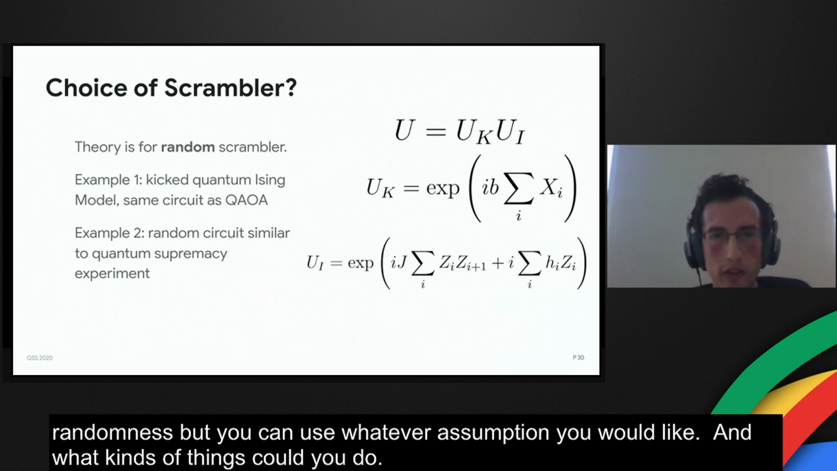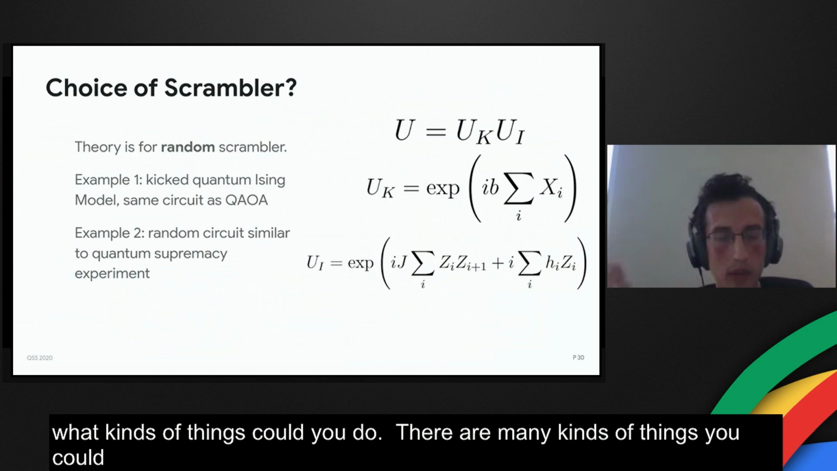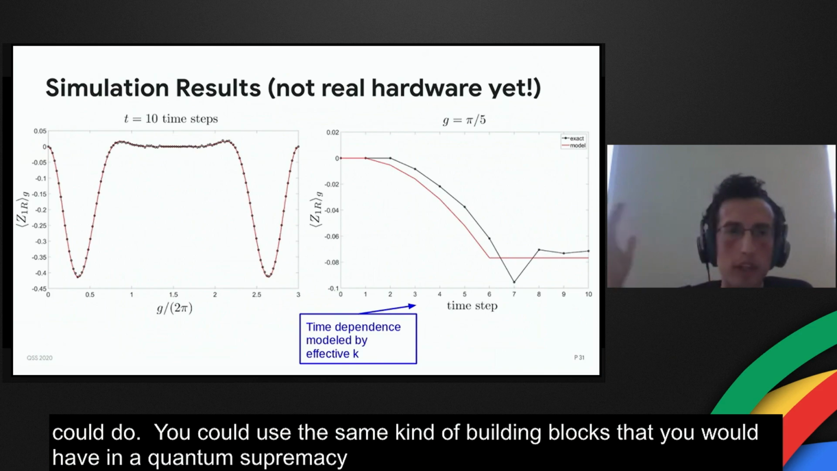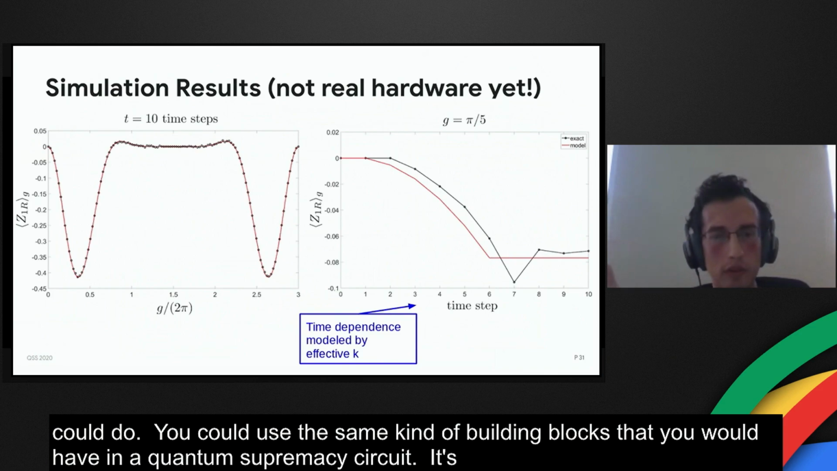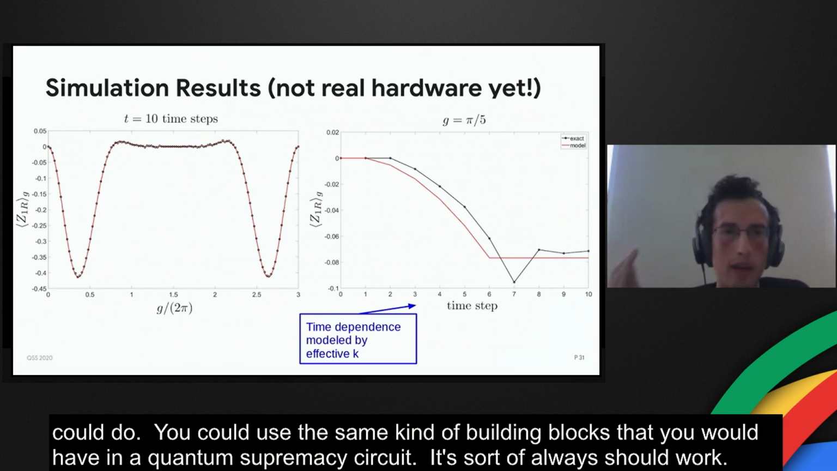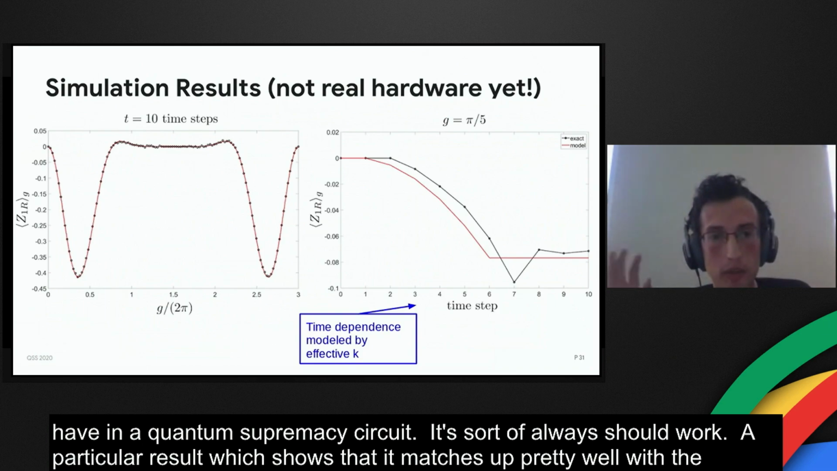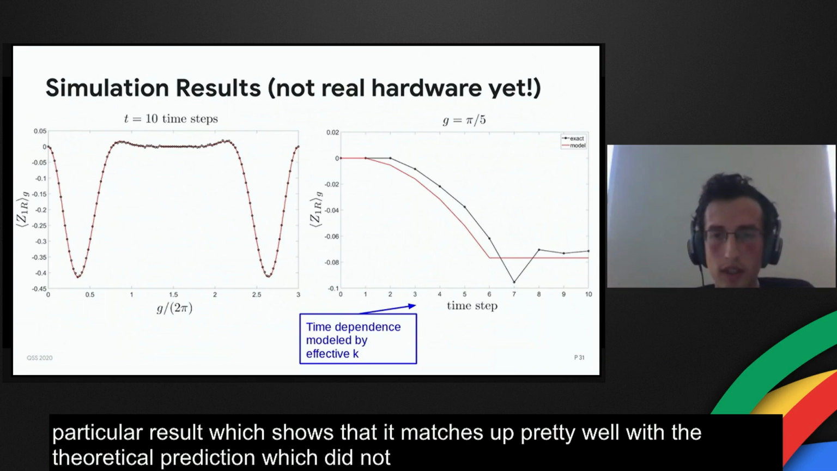You could use some circuit similar to a QAOA type circuit, the kinds of building blocks you would have in a QAOA that was talked about earlier. You could use the same kind of building blocks that you would have in a quantum supremacy circuit. It should always work. As a particular example, here are some simulation results for one of those QAOA type circuits, which shows that it matches up pretty well with the theoretical prediction, which did not assume anything special about the scrambler.